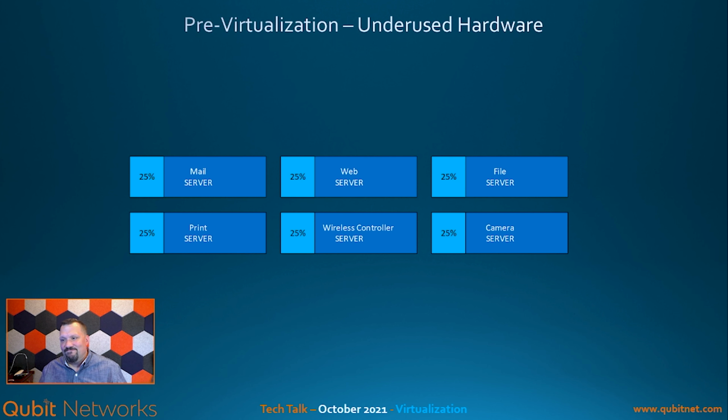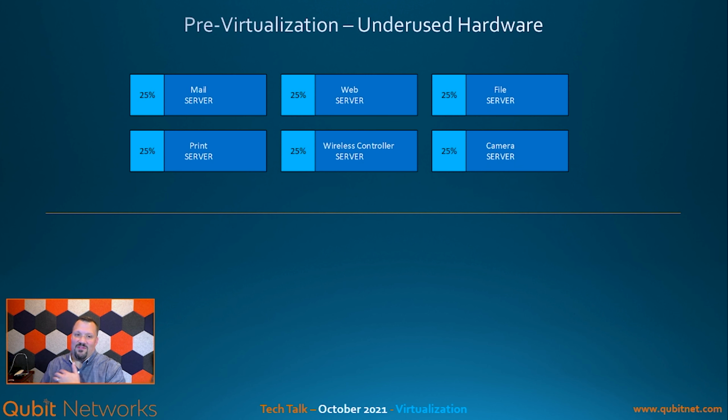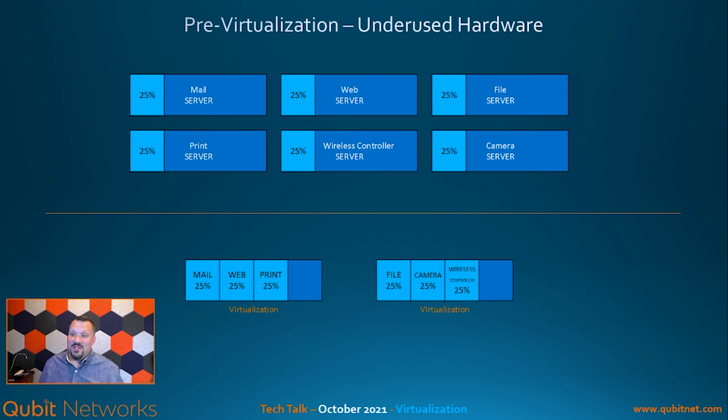So fast forward, we go from 6 servers using about 25% of the resources of new servers to virtualization, where we've now split this up across 2 servers rather than 6, and we're still only using 75% of the resources. This is a brief, high-level overview of what virtualization is. I'm just warning you, for all the tech geeks out there that say, hey, what about this? What about this? This is just a high-level overview of what virtualization is.